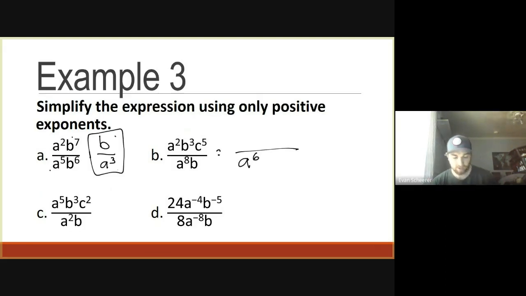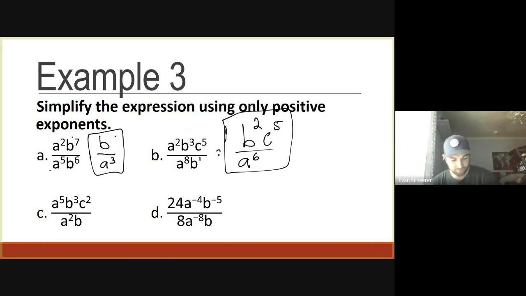Let's look at B. Remember, this is B to the first. Are there more B's on top or more B's on bottom? Well, there's more B's on top. How many more? 2 more. For C's, there's only C's on top, so I'm going to leave it as C to the fifth. So therefore, my answer is B squared C to the fifth over A to the sixth. That's how I would do this.